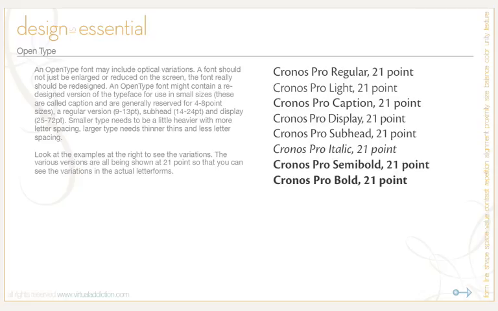So if we look at the examples shown to the right, you can see the variations. The various versions are all being shown at 21 points, so you can see the variations of the actual letter forms, but this is all 21 point Kronos Pro font. You can see the difference between the regular, the light, the caption, the display, subhead. Display and subhead are a little bit lighter than the caption. Remember, caption is used at the very small point sizes, so it needs to be a little heavier.